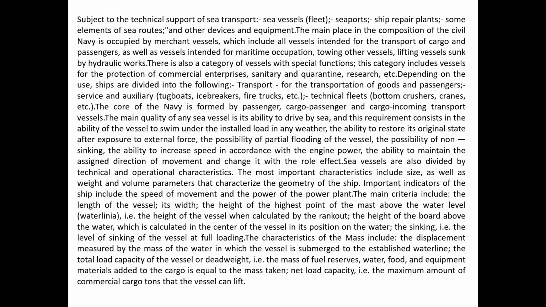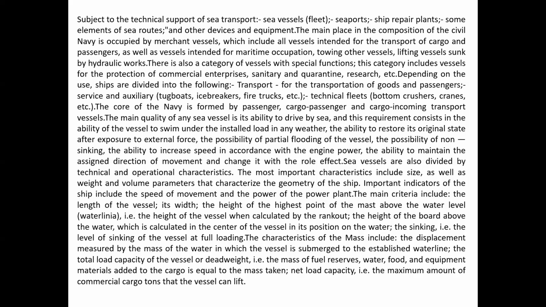Sea vessels are also divided by technical and operational characteristics. The most important characteristics include size as well as weight and volume parameters that characterize the geometry of the ship. Important indicators of the ship include the speed of movement and the power of the power plant. The main criteria include the length of the vessel, its width, the height of the highest point of the mast above the water level, the waterline. For example, the height of the vessel, the height of the boat above the water, which is calculated in the center of the vessel and its position on the water. The sinking, for example, the level of sinking of the vessel at full loading.